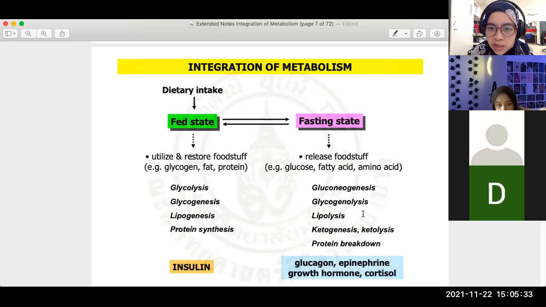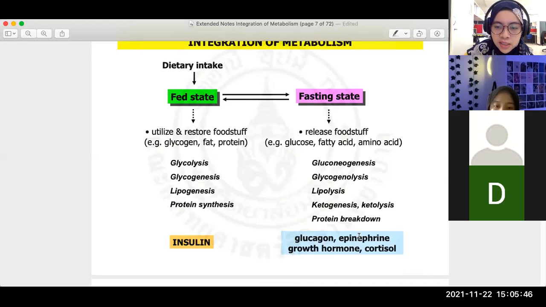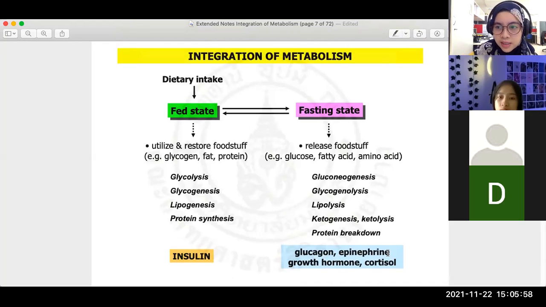And then in prolonged starvation, we have ketogenesis, the formation of ketone bodies. And we also have protein breakdown in our liver. So in fasting state or prolonged starvation, the important hormone would be mainly glucagon, the opposite of insulin, but we also have adrenaline, growth hormone, and cortisol. Correct. So that's about integration of metabolism.